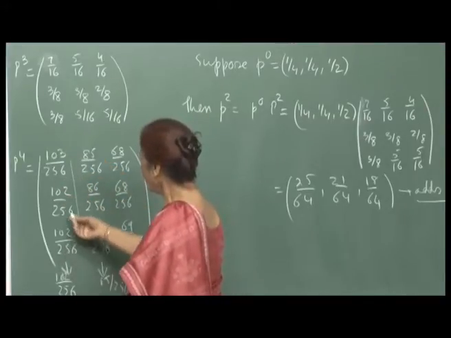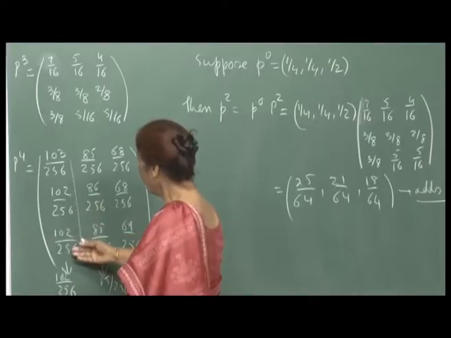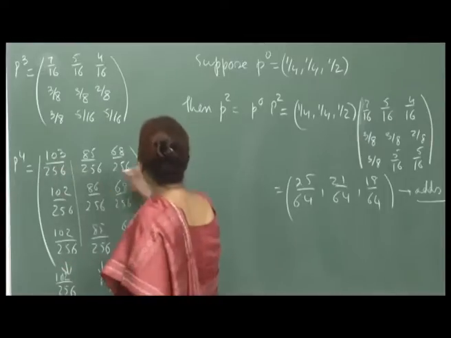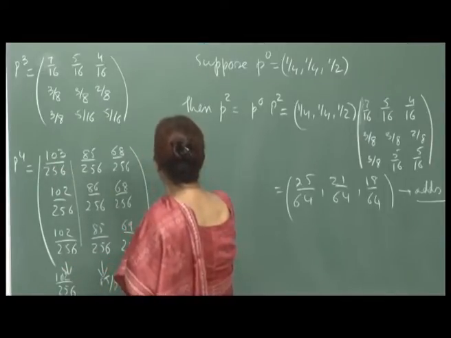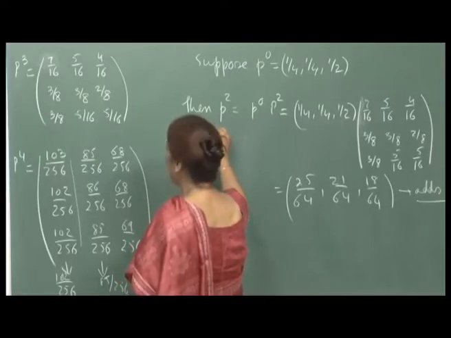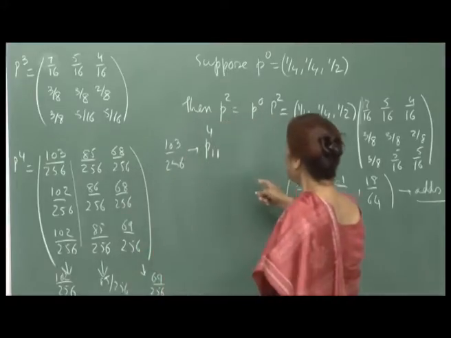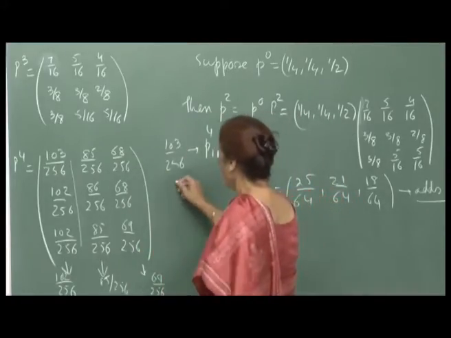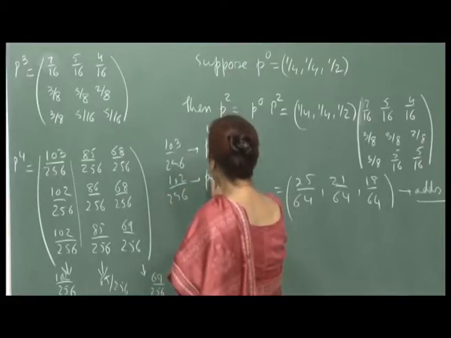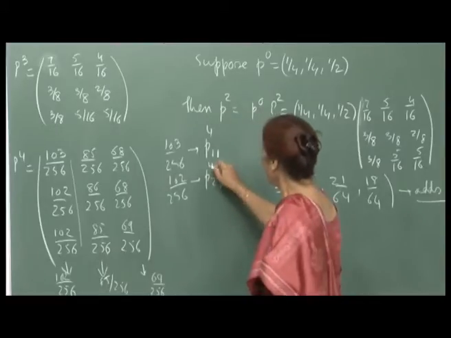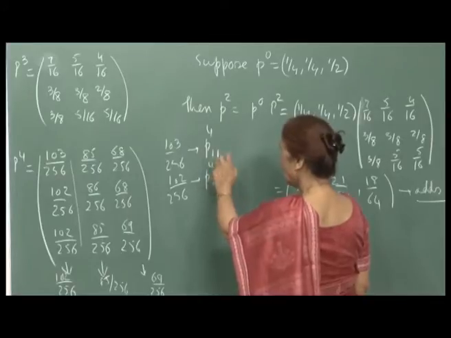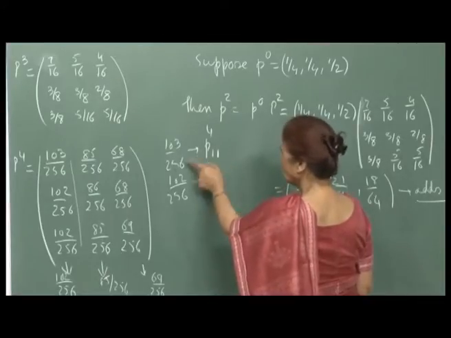So, in other words, if you want to interpret these numbers, say for example, what is this number? 103 upon 256 is the probability of P114. That means in 4 steps you go from 1 to 1. And 102 upon 256 is the probability of P214. So here it says that if you are initially in state 1, then in 4 steps you will be back in state 1. So, this is the probability.